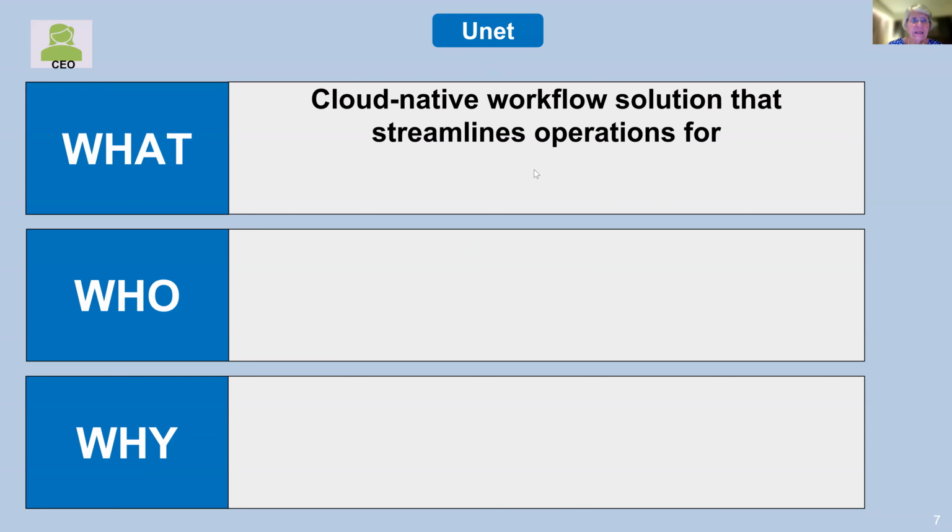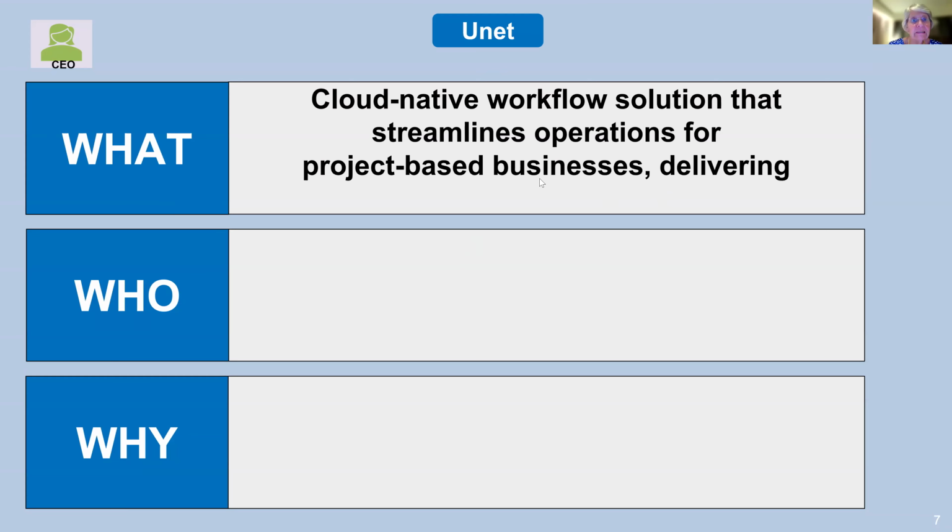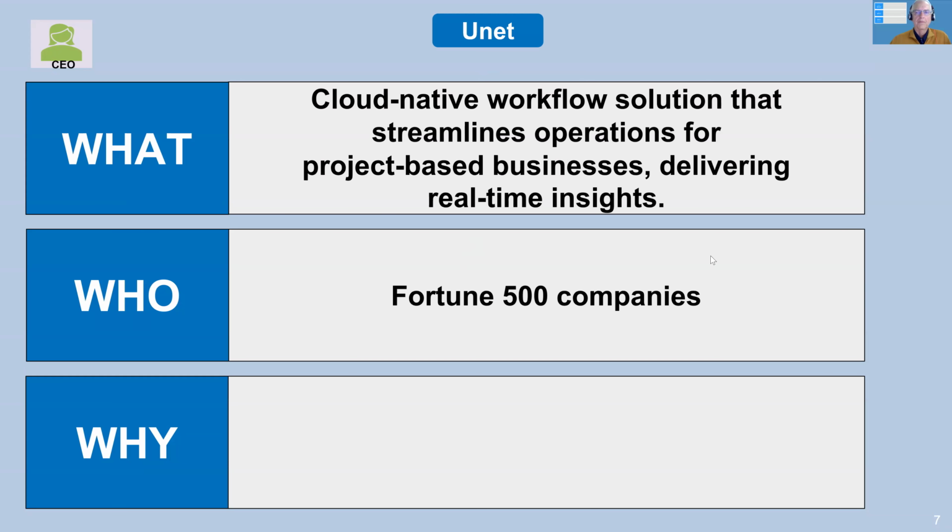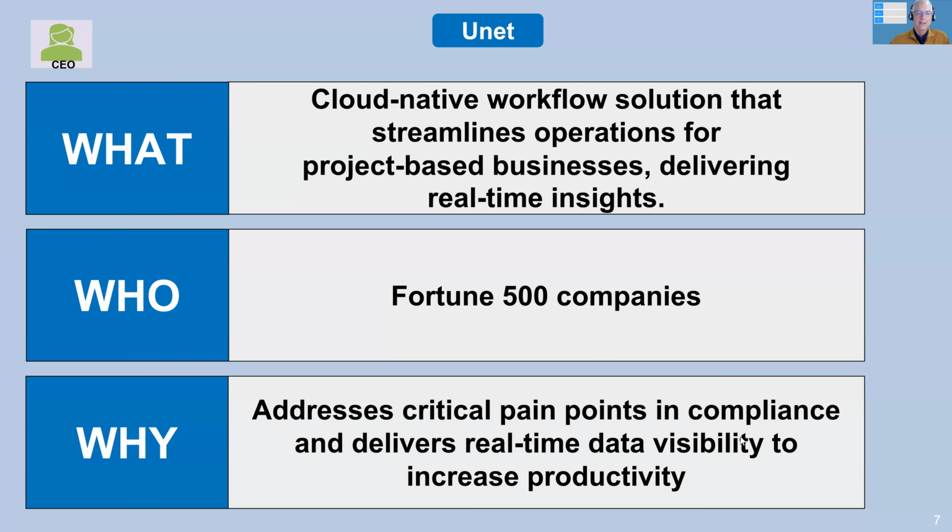Okay. The CEO says that UNET provides a cloud-native workflow solution that streamlines operations for project-based businesses, delivering real-time insights for Fortune 500 companies. Why? Because it addresses critical pain points in compliance and delivers real-time data visibility to increase productivity. Okay, let's go back up to the what. What do we make of that?